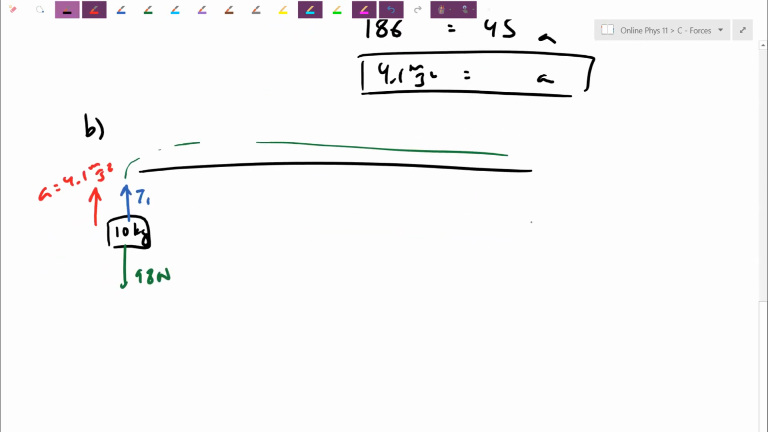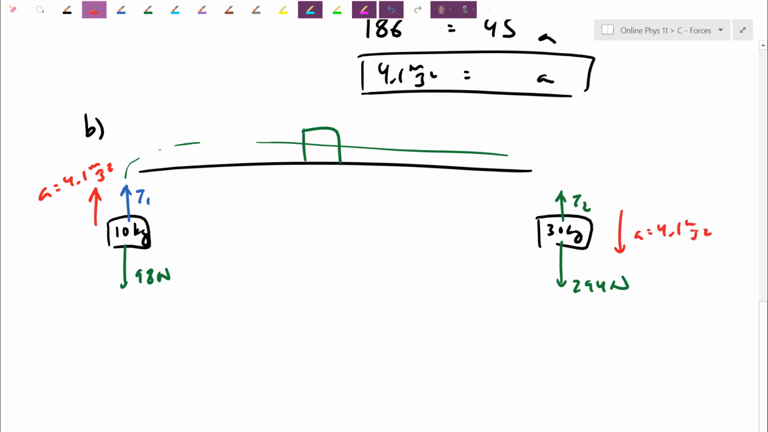On the other side here, I had a 30 kilogram block. We had an FG, I believe it was 294. This one here was actually a T2 because it was for the second string. And in this case, on the other side, we are going to end up falling clockwise. So the acceleration is also going to be 4.1. To make sure we don't need to worry about negatives for acceleration, we just go bigger number minus smaller number.